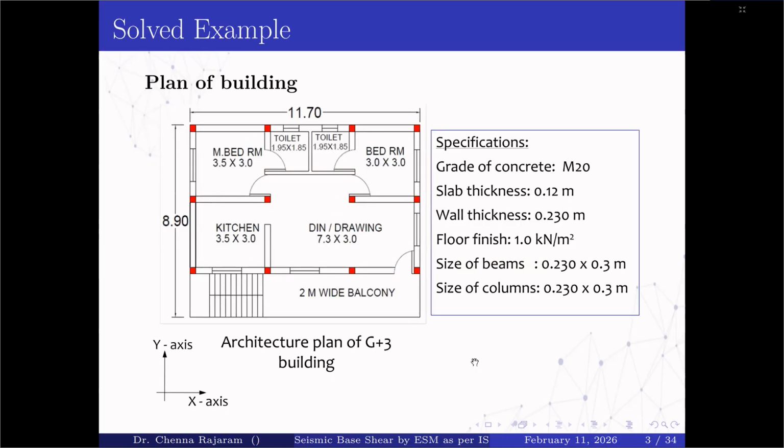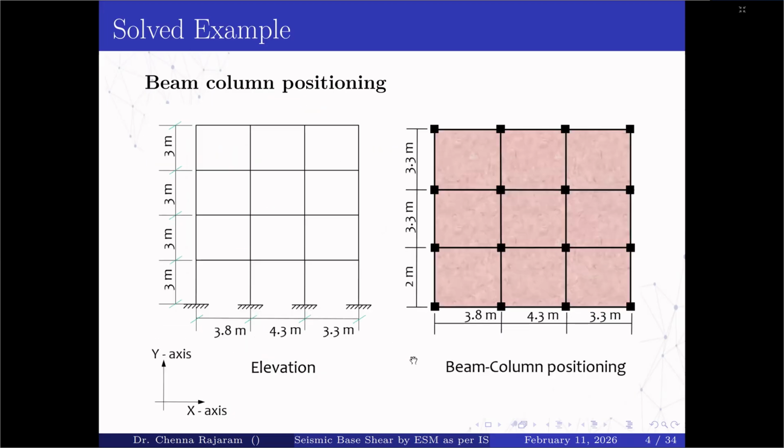Let us consider a plan of a building whose length is 11.7 meters and width is 8.9 meters, and the details are specified here. Grade of concrete used is M20 and slab thickness is 0.12 meters. Wall thickness is 0.23 meter. Floor finish is 1 kilonewton per meter square. Size of the column and size of the beams are considered as 0.23 by 0.3 meters. Elevation and beam column positioning are given here. The height of each story is considered as 3 meters and the building is G plus 3, that means the total number of floors is 4.